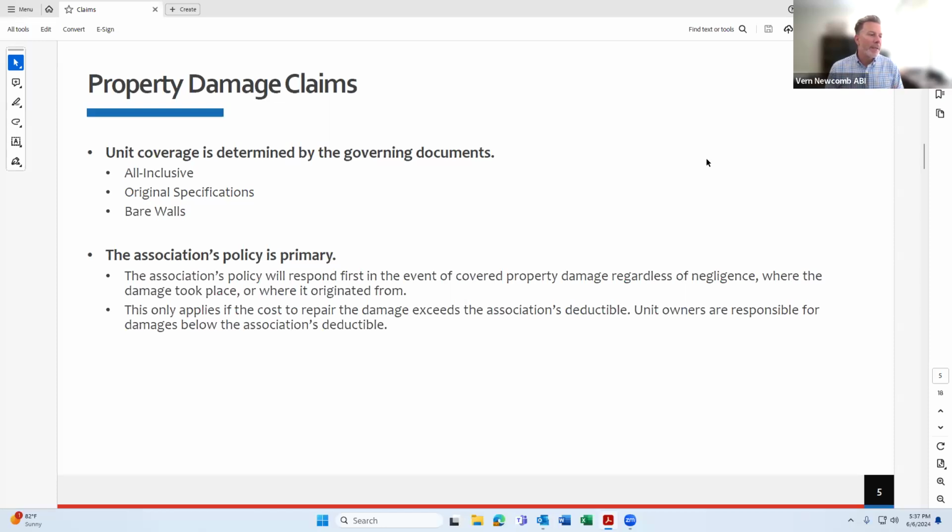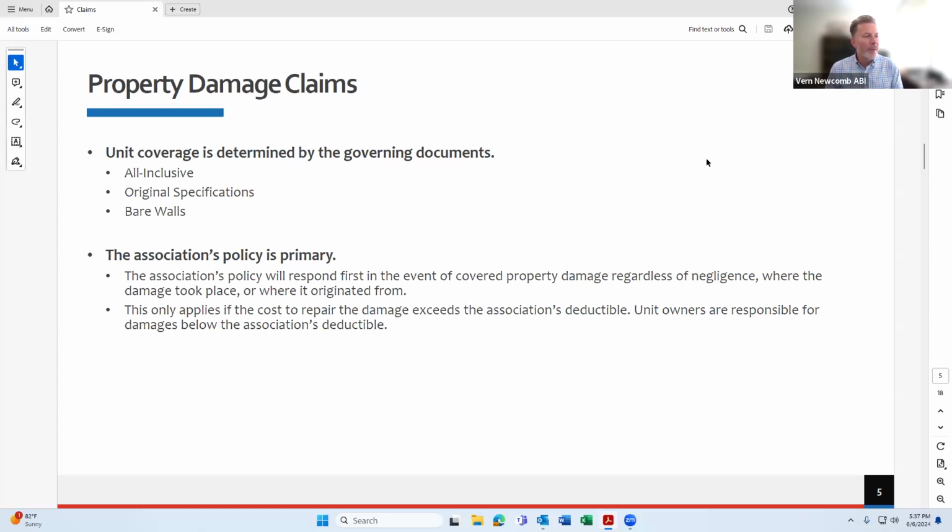This is where I oftentimes use the analogy that you cut the roof off of your unit, turn it upside down and shake it. Anything that falls out is the unit owner's responsibility. Anything that sticks, the association's policy will pay for, subject to the deductible. This represents about 90% of the associations that we insure. Most of them are all-inclusive.